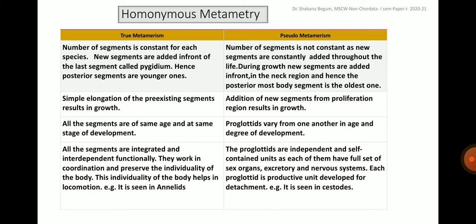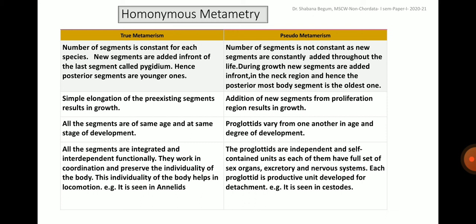Once again, if you want, I will just repeat. In case of true metamerism, the number of segments is constant for each species, while the new segments are added in front of the last segment called pygidium. Hence, posterior segments are younger ones.